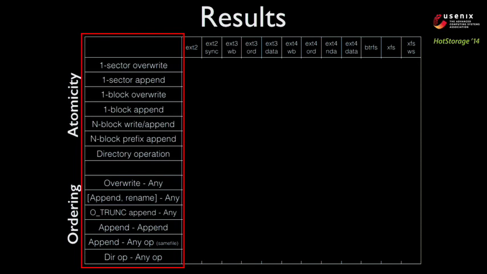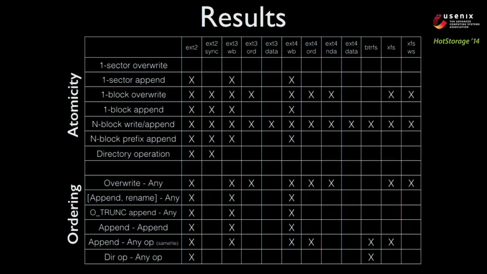And there you see pairs of operations. So when overwrite happens before any other operation, is that order preserved, or does the file system feel free to change that order? And so forth and so on, a bunch of different things like that. So let me show the results. An X in this table shows that that property is not held by that file system. So I'm going to walk through this a little bit.